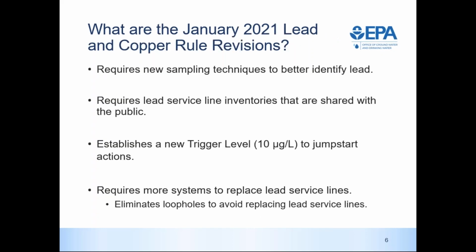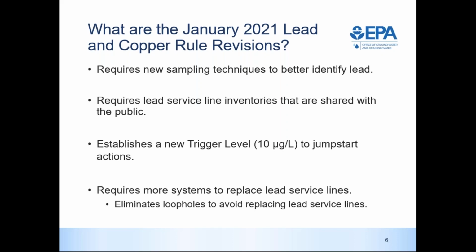What are the January 2021 lead and copper rule revisions? The lead and copper rule was recently revised in January 2021 to provide greater health protection from lead in drinking water. The revised rule has several new requirements. The LCRR requires the use of new sampling techniques to better identify lead at the highest risk homes. This includes requiring water systems to sample for lead at homes served by lead service lines and to collect samples that capture the water in contact with the lead service line.